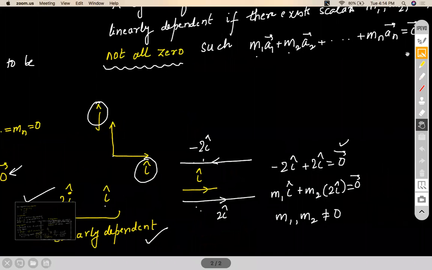Is this concept clear? What is the meaning of linearly independent and linearly dependent? Because the same thing will now be used for you to understand the concept of collinearity and coplanarity, which is going to come up, and we are going to talk about it for 1.5 hours in today's class.